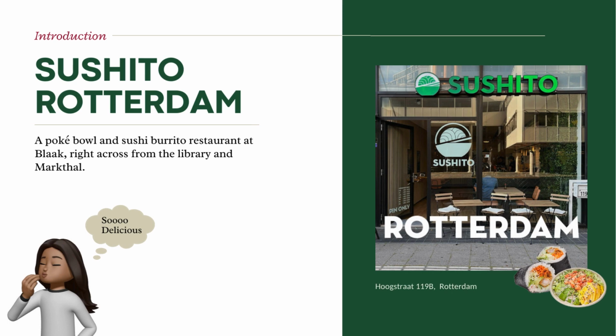Before we start, I would like to introduce you to Sushito Rotterdam. This was my DMP company and I will use them as an example during this presentation. They are a pokeball and sushi burrito restaurant located at Blaak, right across from the library and Markthal. With a total of 7 locations, the company operates in the fast casual food industry. Now I can start sharing my tips.